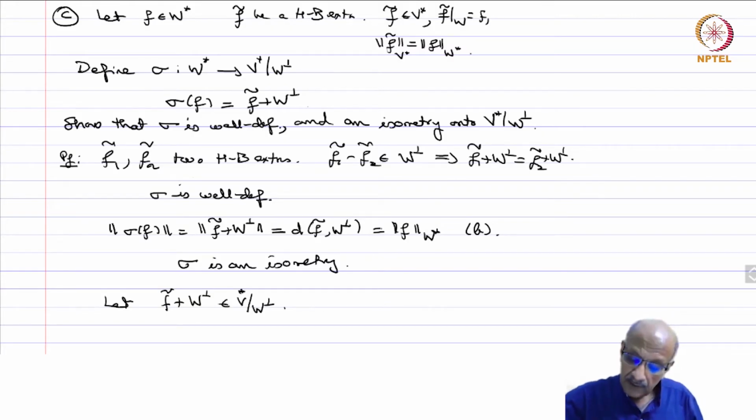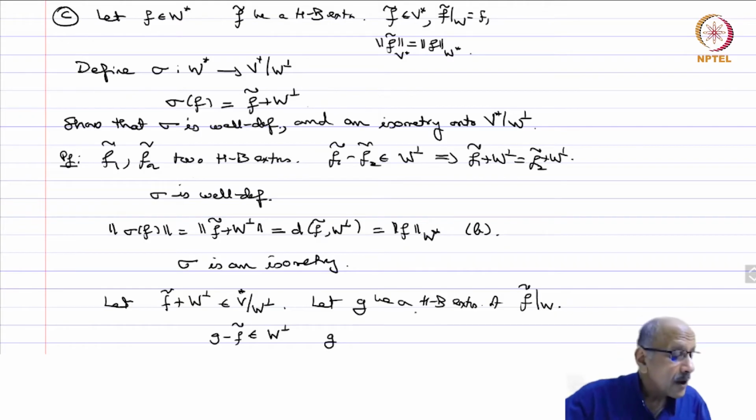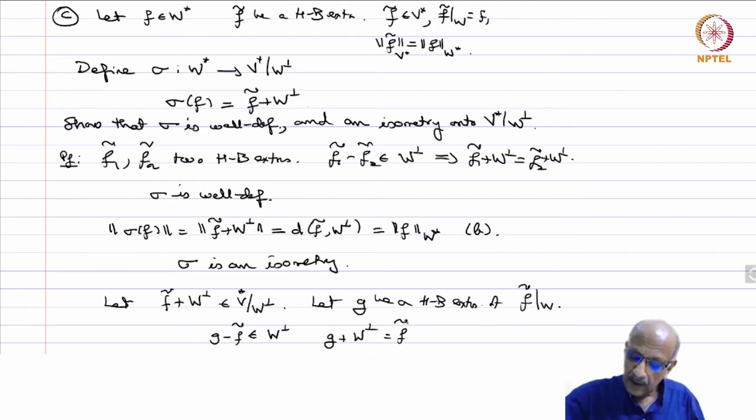So let G be a Hahn-Banach extension of F tilde restricted to W. So G also agrees with F tilde on W, and therefore G minus F tilde belongs to W perp, and therefore G plus W perp equals F tilde plus W perp.